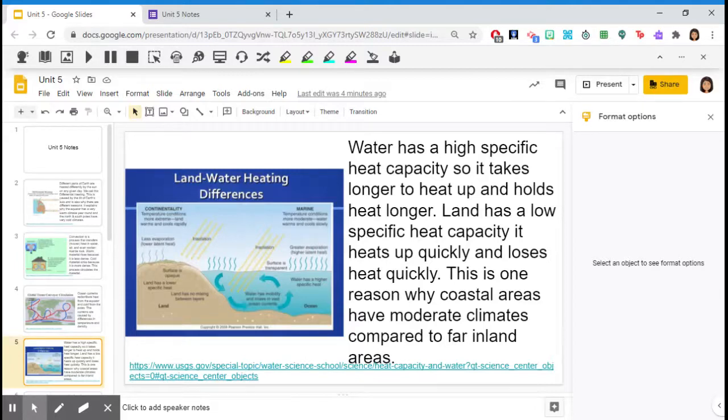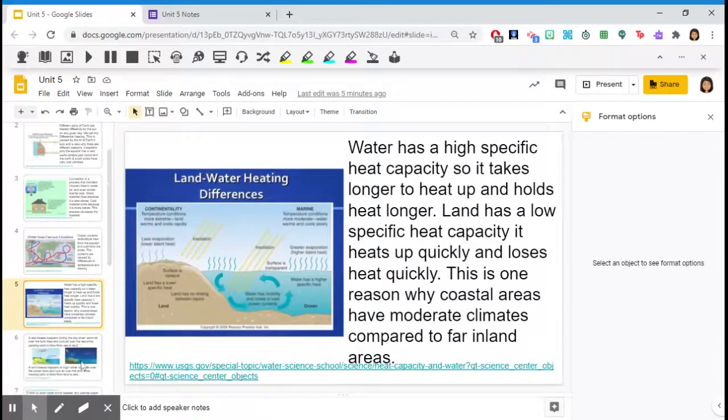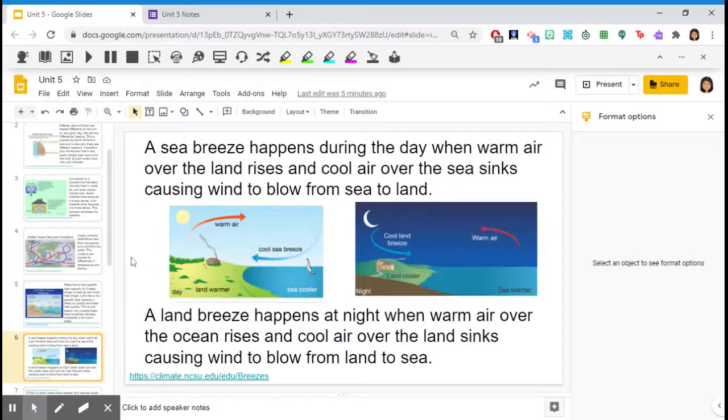And that's why the climate in coastal areas is more moderate, because that water holds heat. It takes longer to heat up and it holds heat longer over time. So when you compare the different heat capacities, water heats up slowly, cools down slowly, and holds heat longer. Land heats up quickly, cools down quickly, and does not hold heat well at all. And this is all important because of our next concept, land breezes and sea breezes.